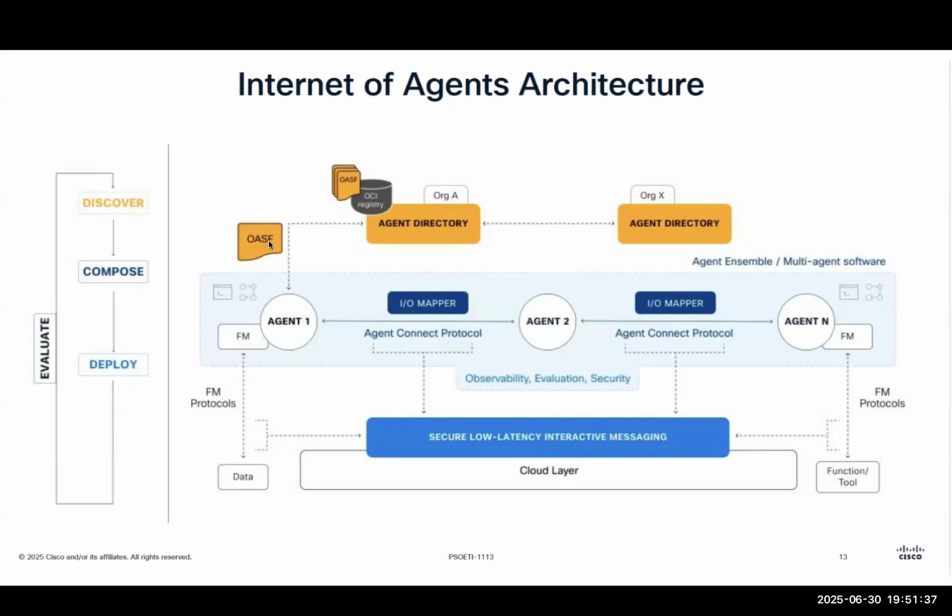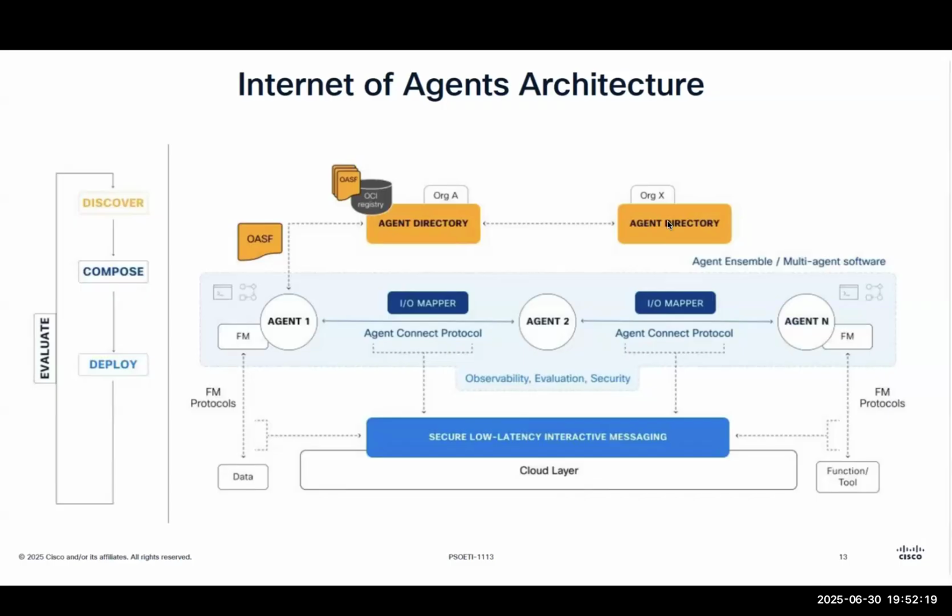I believe OASF stands for Open Agent Standards Specification. It is about specifying the agents in a JSON format, and then publishing that to your directory. The directory could be your organizational directory. Cisco's framework takes care of agent directory to agent directory communication, like DNS. That is taken care of by the Internet of Agents architecture. At your level, you need to define the OASF properly for your agent and push it to these repositories. Then the distribution happens automatically.